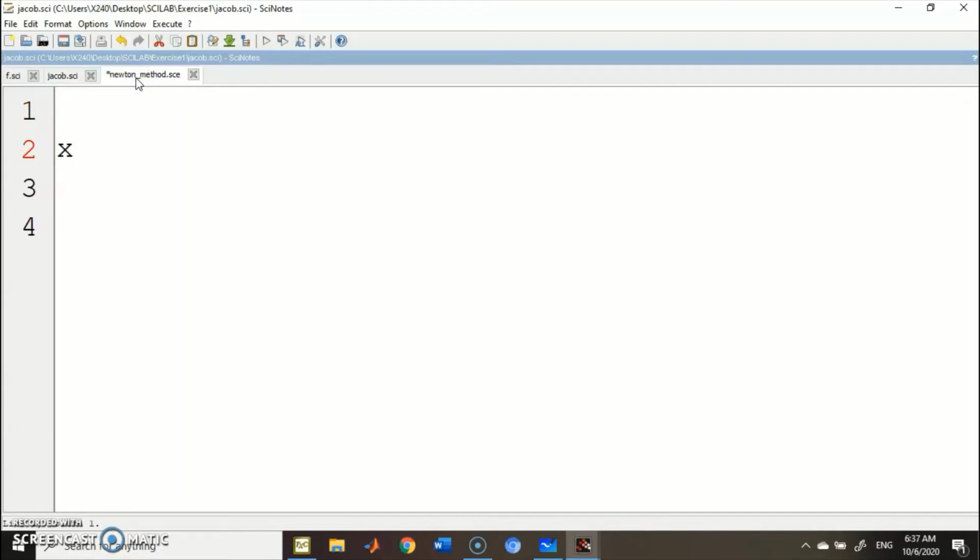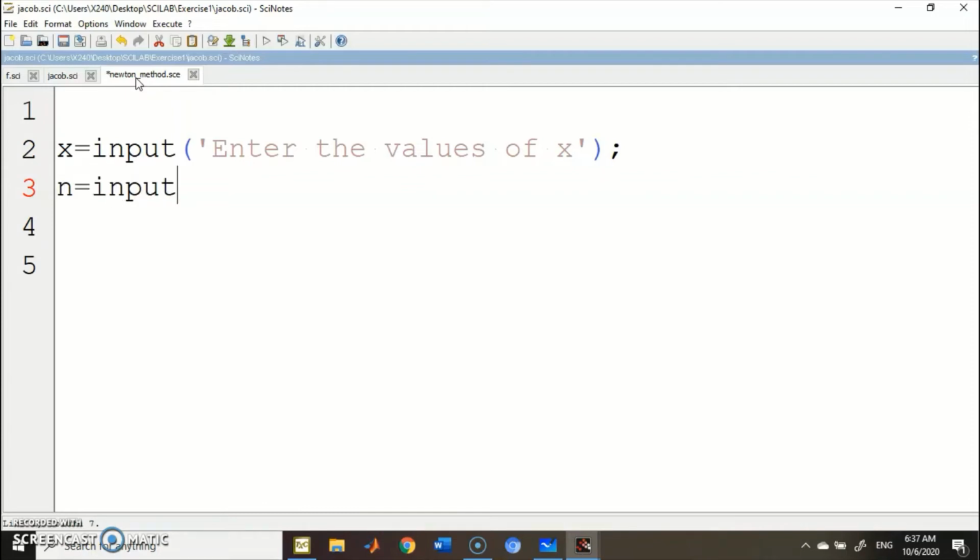So let's say x equals input, enter the values of x. Remember, x must be a column vector. And then n equals input, enter the number of iterations. Let's put a space here.